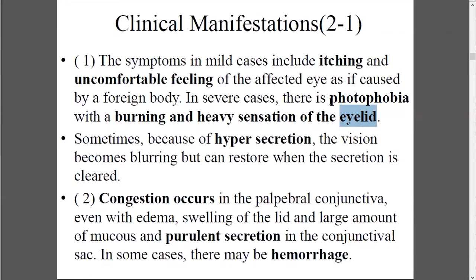Also the patient may have photophobia. Photophobia means aversion to light. If people get more light, they will feel more severe itchiness or maybe severe pain there. So that's the general symptoms. And sometimes they have hypersecretions, more secretions.